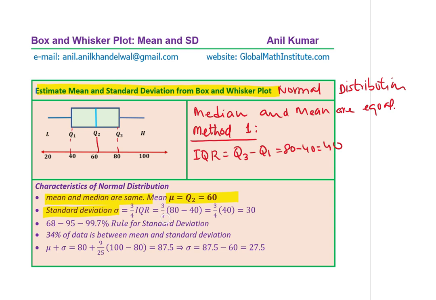Standard deviation is 3/4 of this interquartile range. So we can calculate this as 3/4 of 40. That gives you a value of 30. So this is method one, which can be applied to approximate the value of standard deviation. Now the other method, which I'm calling method two, is to see that this is a normal distribution.